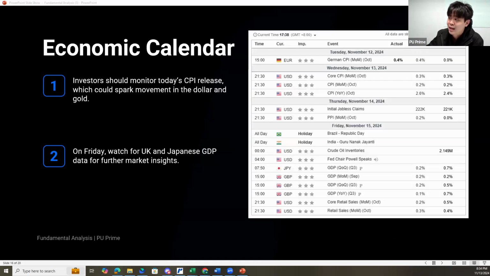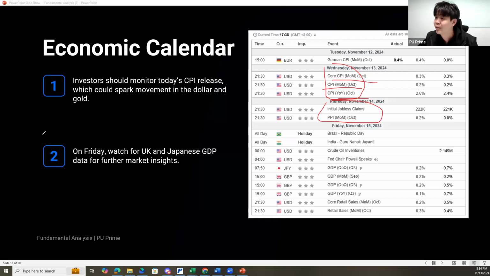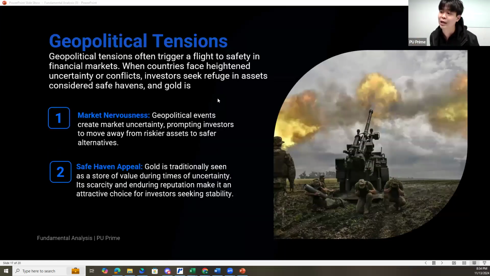And then we need to understand the recent data. This week, you need to monitor the CPI report, initial claims and PPI. CPI is the key one. So after 1 hour, you can try to monitor the dollar movement as well as the gold movement. It should be huge.